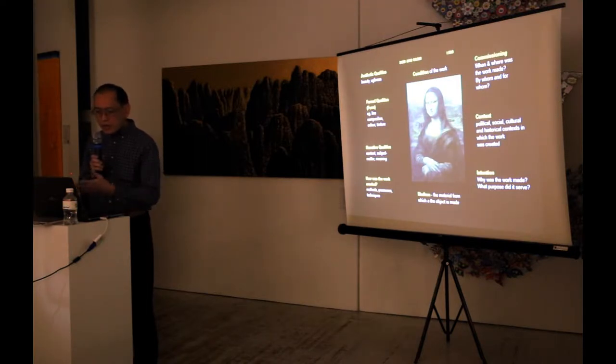Then of course you ask things like the medium, the methods, the techniques. For this painting, Leonardo used chiaroscuro, the contrast of light and dark, to model the figure. He also used sfumato, Italian for smokiness, to make certain parts of the painting ambiguous, and to give a certain kind of mystery to the painting.